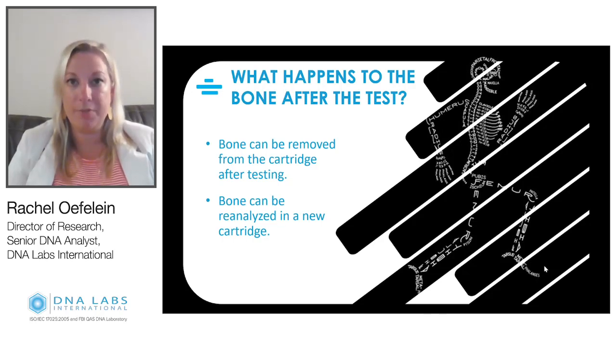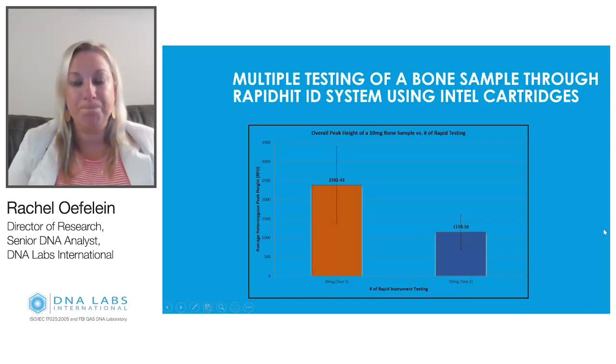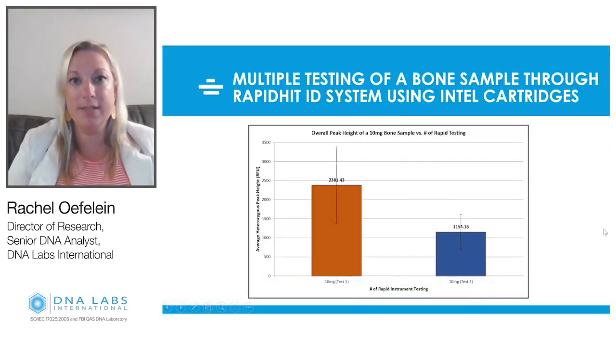We wanted to know if you could retest them. So if you had a limited bone sample, for example, and you put that in and say your run failed, would you be able to put that into a new cartridge and then rerun the sample? And we found that actually you can. So this is multiple tests of the same bone sample. I will say that we actually did 3rd and 4th rounds of this too.